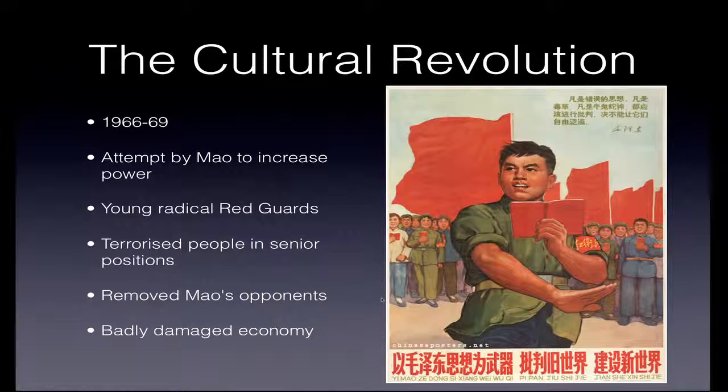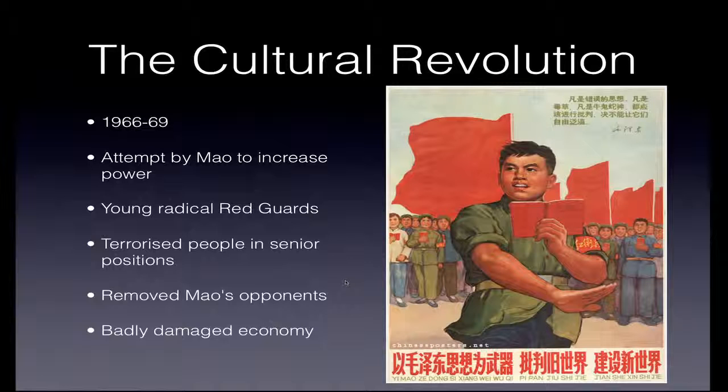Next, let's look at something called the Cultural Revolution. This started in 1966 and lasted for 3 years. Mao was getting a bit worried that he was being sidelined by members of the Communist Party. And he felt that the revolution was losing its way. It was becoming perhaps a bit too right-wing, not radical, not revolutionary enough. And so Mao encouraged something called the Cultural Revolution, where basically young radical Red Guards, mostly teenagers, were encouraged to criticize people who were basically going against the spirit of the revolution.